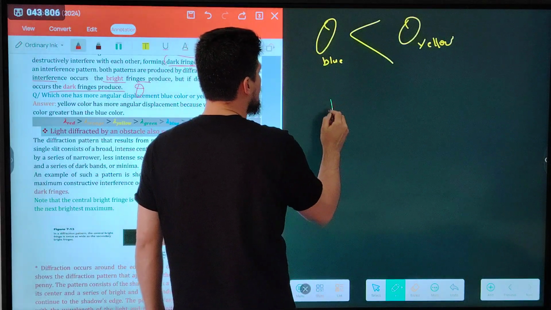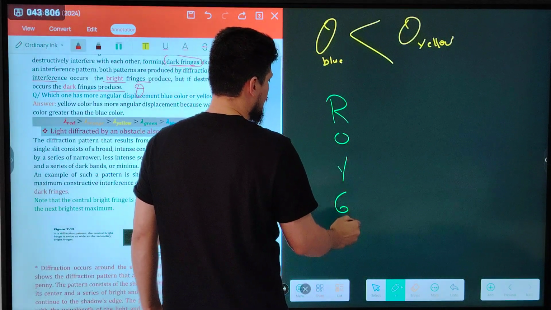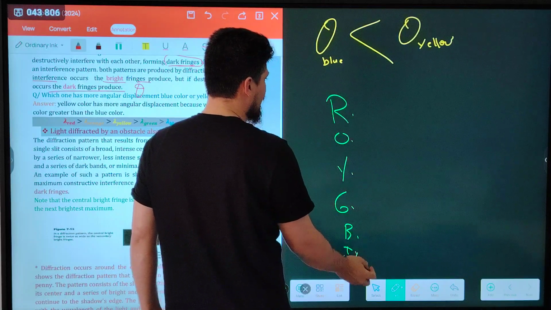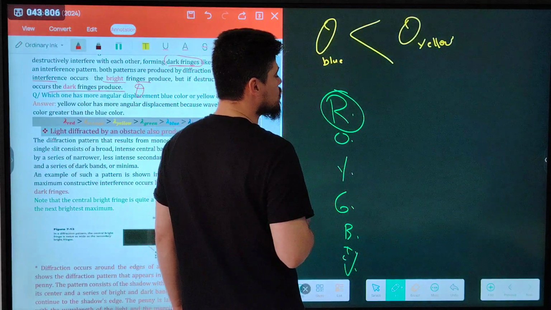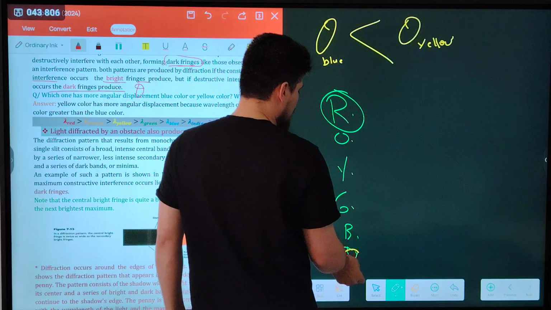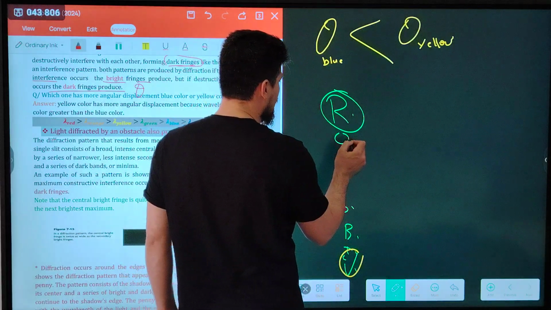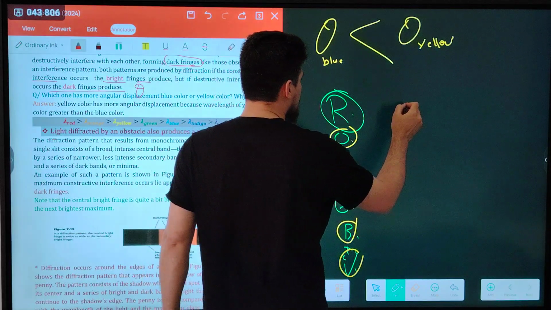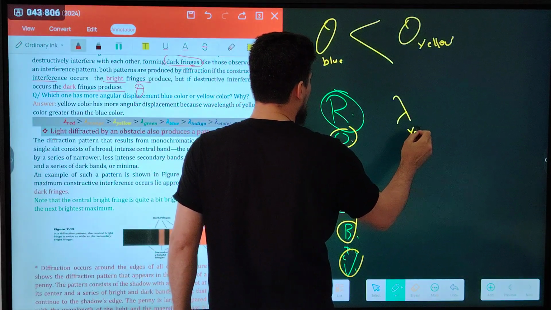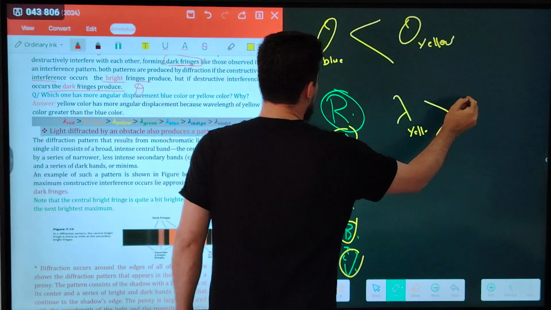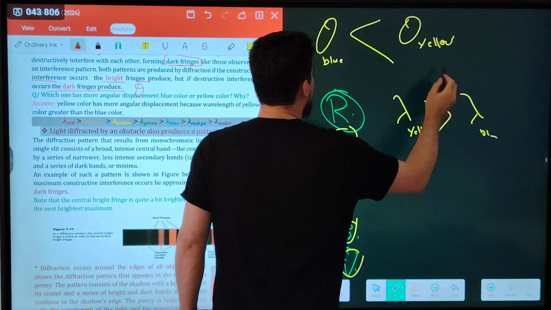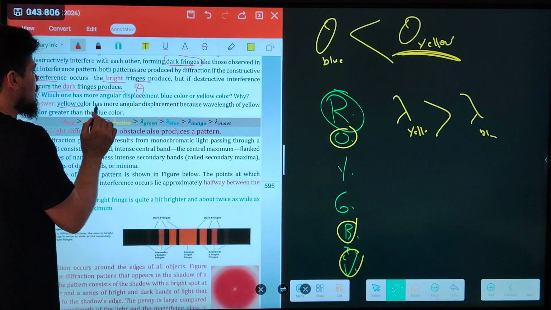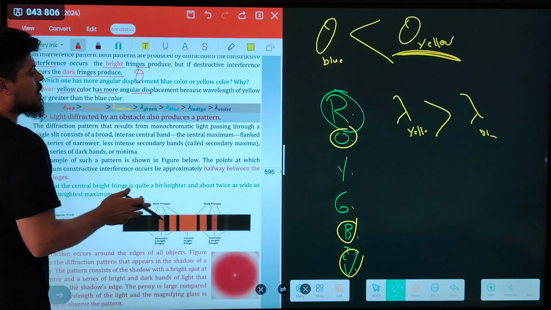Why? Because according to ROYGBIV: red, orange, yellow, green, blue, indigo, violet. Red has the longest wavelength and violet has the shortest wavelength, but yellow has a longer wavelength compared with the blue. So because the wavelength of yellow is bigger than the wavelength of blue, that is why the yellow color has a larger angle of diffraction. The yellow color has more angular displacement, angle of diffraction.